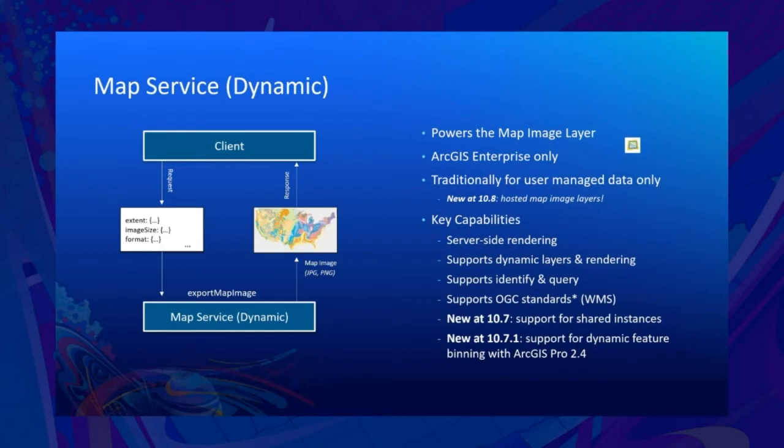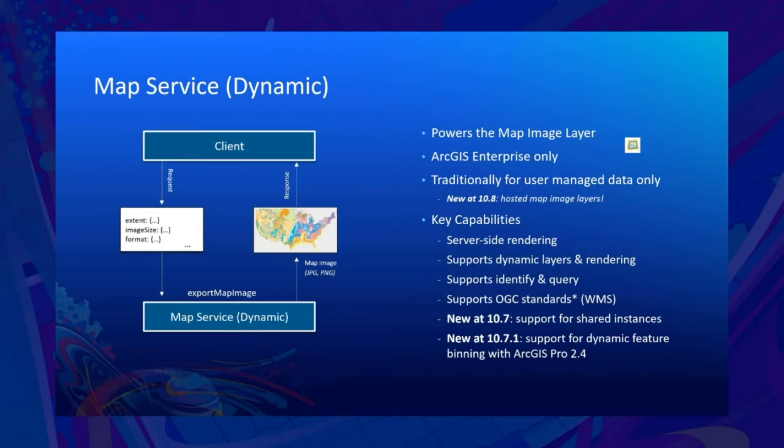While you can't interact with the image on the client, you can still make an identify or a query request against the server, meaning go back with another request to the server and say, at this location, what is the data that is present? It also supports OGC standard endpoints like WMS. So it's not just the Esri map service endpoint, it's also the standard WMS endpoint that many non-Esri clients will know how to talk to.